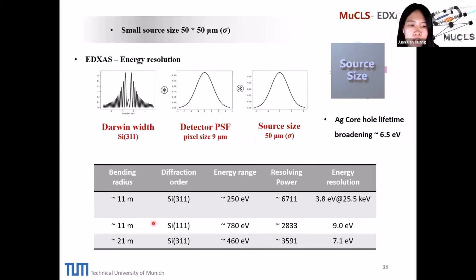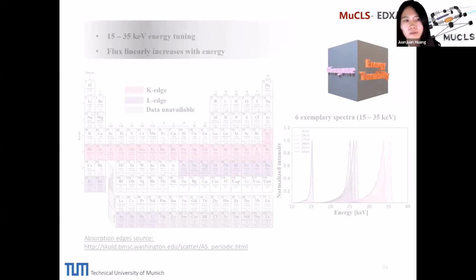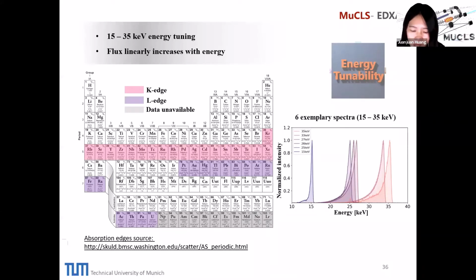So for example, the silicon 311 plane of 11-meter bending radius crystal can give us an energy resolution of 3.8 eV at 25.5 keV, and this value is smaller than the silver lifetime broadening, which is 6.5 eV. And the X-ray energies, as I mentioned before, can be tuned by changing the electron energy. So currently, we're able to tune it from 15 to 35 keV, and these are 6 different example source spectra.